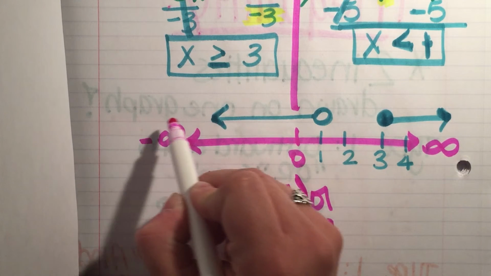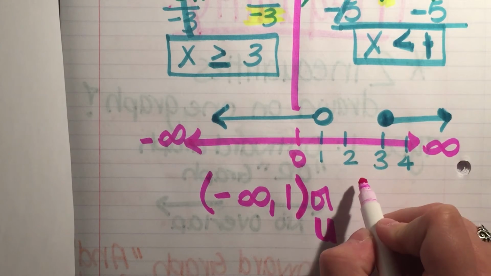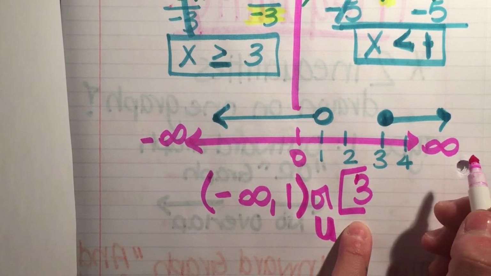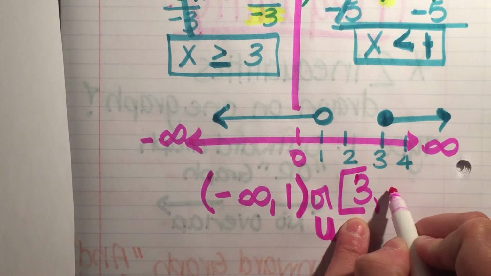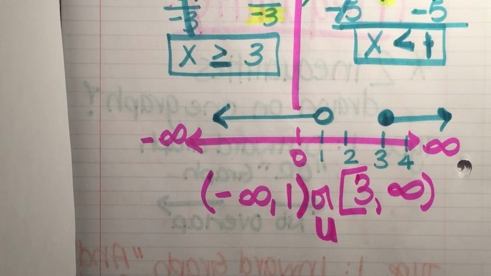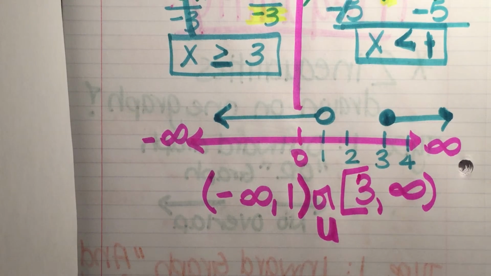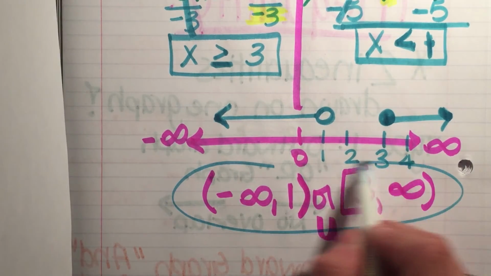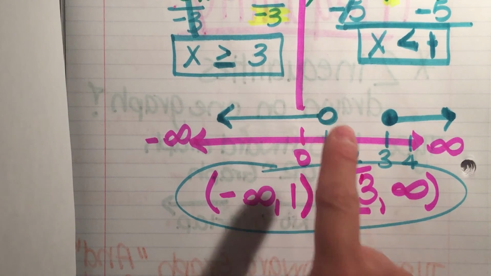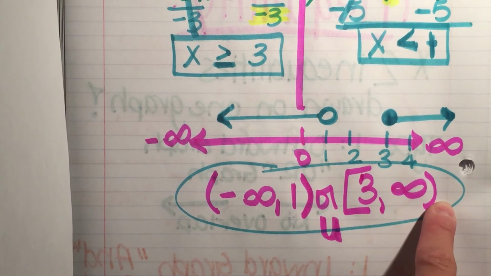So I come in from the left, stop at 1, pick up my pencil, move it over to 3, and that's where I start again. So 3 is included as a solution, therefore I'm using a regular bracket, comma, all the way to infinity. Any solution that's greater than or equal to 3 is a solution. So this is just a fancy way of writing the graph. Please, please, please read your graph from left to right using your finger and write your interval notation as you do so.